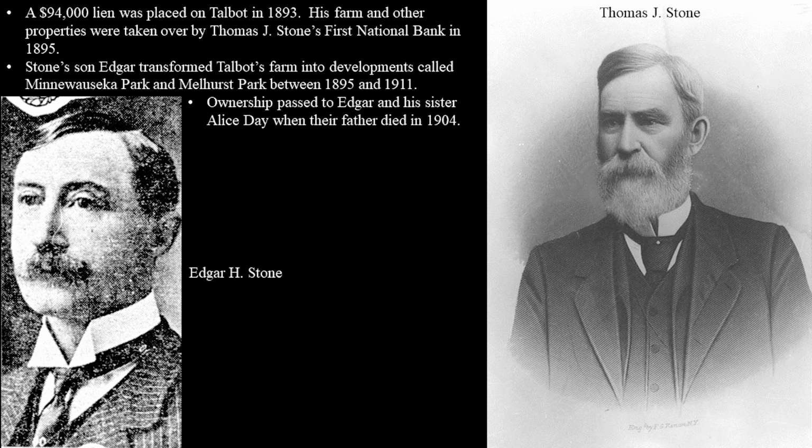The father, the president of First National Bank, Thomas Stone, put his son Edgar in charge of that property. And Edgar developed what had been Talbot's farm into a couple of different things. One was Minnewasaca Park, and then there was another one that he called Melhurst Park. But between 1895 and 1911, the Stone family did different things to develop the former Talbot farm into kind of a camping area and an entertainment and recreation area.